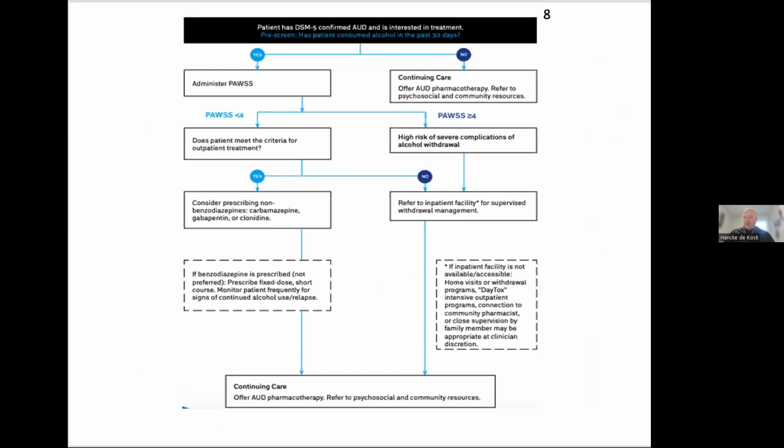So this is how we choose the withdrawal management pathway based on the risk of severity of withdrawal symptoms. That being said, a PAUSE of less than 4 can be connected to outpatient withdrawal management services. And then if additional pharmacotherapy is deemed appropriate, we prefer to use non-benzodiazepines, for example, carbamazepine, gabapentin, or clonidine. Usually with a PAUSE of 4 or more, that's at risk for complications, so we tend to use more of an inpatient setting.